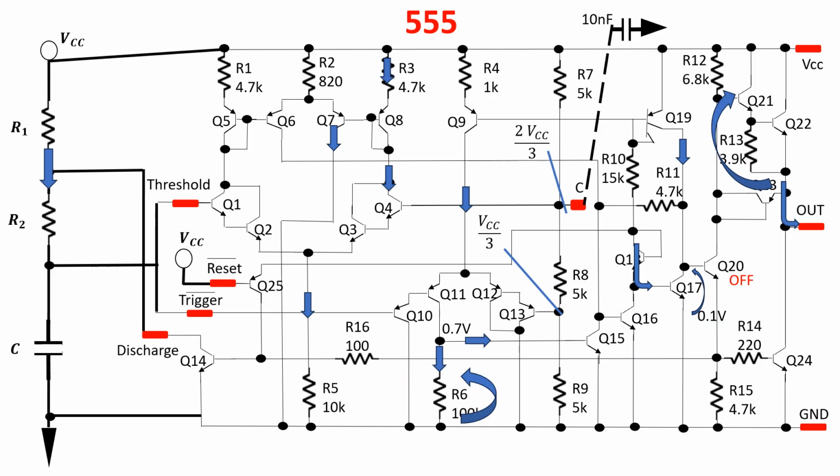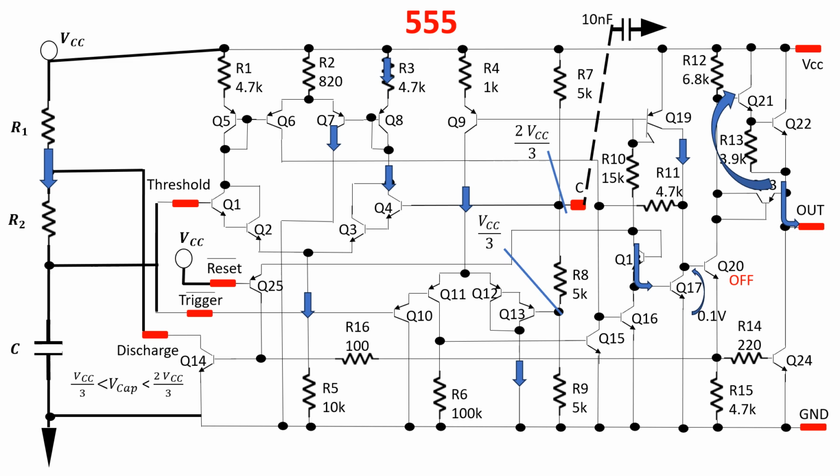When the voltage across the capacitor is near 1/3 of VCC, the trigger comparator switches to the low state and stays low as long as the voltage across the capacitor remains above 1/3 of VCC. In this situation, the current flows in this branch of the comparator.